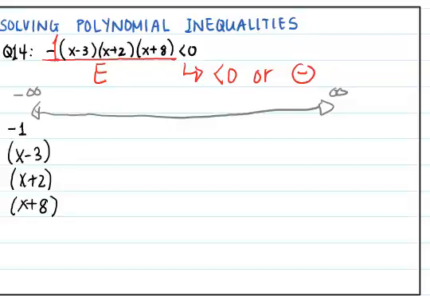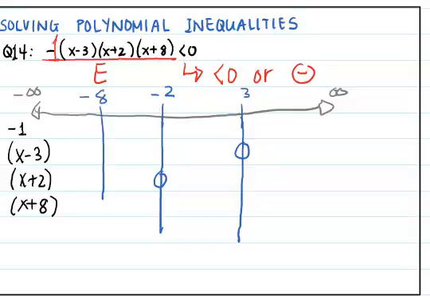I need to find the values of these expressions as x takes different values on the number line. Negative 1 is never 0, it's just always negative. x minus 3 is 0 when x is equal to 3. x plus 2 is 0 when x is equal to negative 2. x plus 8 is 0 when x is equal to negative 8. And again, my number line is split into 4 intervals, and I'm going to determine the values of each one of the terms. Negative 1 is always negative.